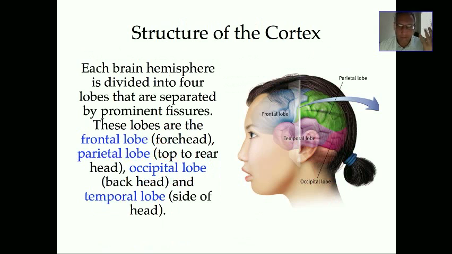Four lobes. Okay, so four lobes in the cerebral cortex, and we find these lobes on both sides. So we have right frontal lobe and left frontal lobe. Here are the four lobes: frontal lobe, temporal lobe, occipital lobe, parietal lobe. Nicely colored here. So location is one thing you need to know: frontal, temporal, parietal, occipital.